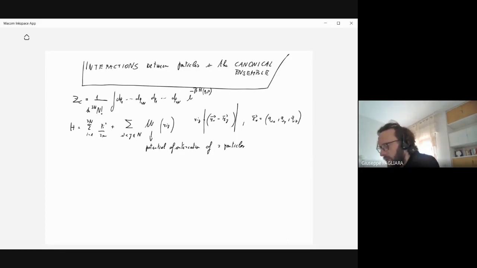Okay. Now this is the potential of interaction, and I will assume it depends just on the mutual distance between the particles. Now, of course, the difficult part here is computing the integral over the coordinates dq1 to dq3n, because the exponential now contains a function u, which could be a very complicated function. Okay.